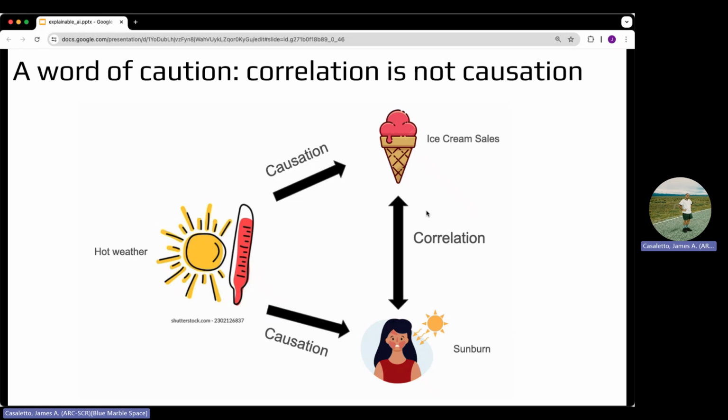In this slide, we see that sunny, hot weather causes people to buy more ice cream. And simultaneously, sunny, hot weather causes people to get sunburn. It would be a mistake to assume that an increase in ice cream sales causes sunburn. Of course it does not. The relationship between ice cream sales and sunburn is referred to as a spurious correlation rather than a causative one. Each of these outcomes are caused by the sunny, hot weather.